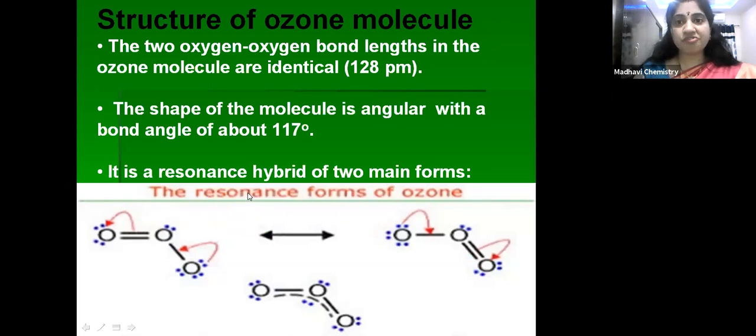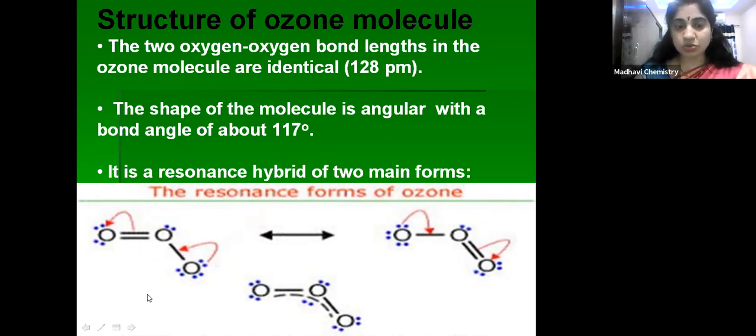Next one, structure of ozone molecule. We know that the formula of ozone is O3. There is a double bond between one pair of oxygens and a single bond between the other. But when observed through spectroscopy, the bond length between both pairs of oxygens is identical, that is 128 picometers. So it shows that this double bond is not fixed between two oxygens. It is resonating between these three oxygens.